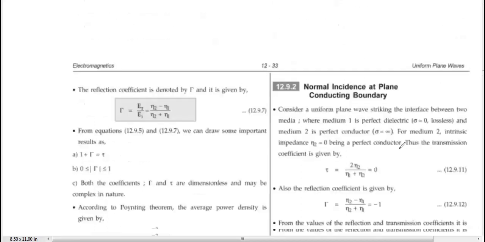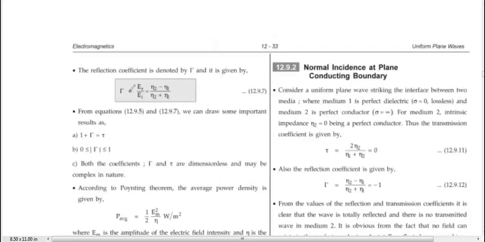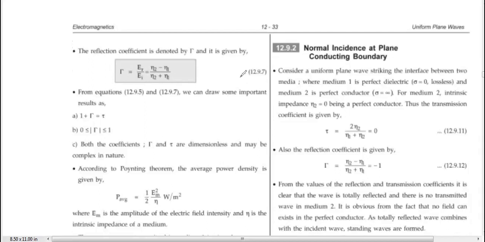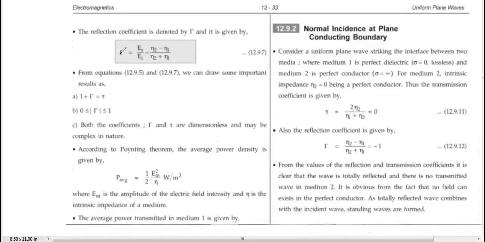Simplify the equation here: ER equals eta 2 minus eta 1 by eta 2 plus eta 1. Representing this as a reflection coefficient, gamma. The reflection coefficient is denoted by gamma, and it is given by gamma equals ER by EI, which is eta 2 minus eta 1 by eta 2 plus eta 1.